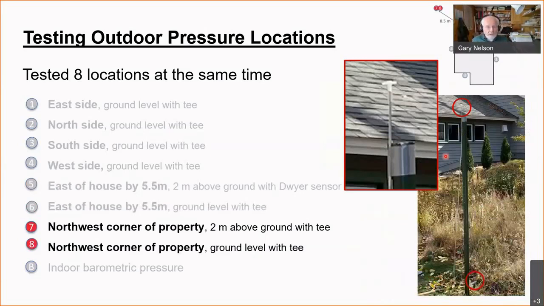And then the other location is about 8.5 meters to the northwest of the building. Again, about 2 meters above ground. I have a T on the end of a pipe that's facing straight up, and the top of the T is approximately perpendicular, in this case, to the direction of the wind. And just below that, on the ground again, there's another T fitting measuring at the ground level.